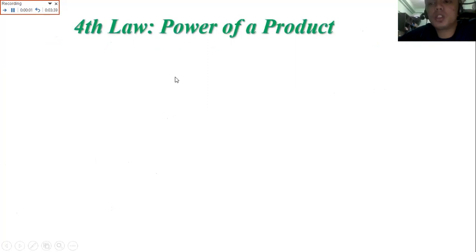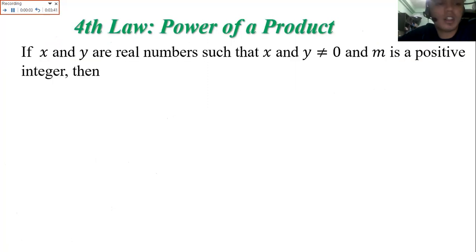The fourth law of exponent, which is power of a product. If x and y are real numbers such that x and y is not equal to 0 and m is a positive integer, then we have, di na lumabas, no?